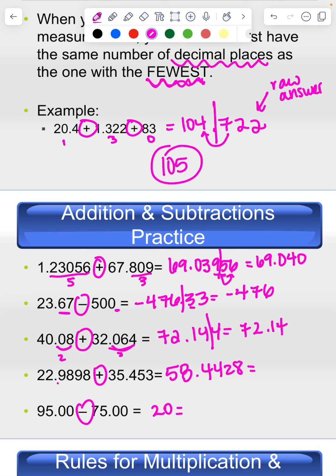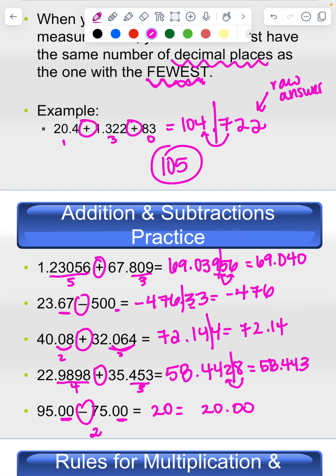For this one, we have 4 decimal places right here, 3 decimal places right here. So we want 3 in our final answer. So we cut it off after that third decimal place. There's an 8 behind it, so we have to round up. So our final answer would be 58.443. And then we have 2 decimal places right here, 2 decimal places right here. So we want 2 total decimal places. Well, we don't have any decimal places over here, so we have to create those 2 just by adding 2 zeros at the end. Okay?